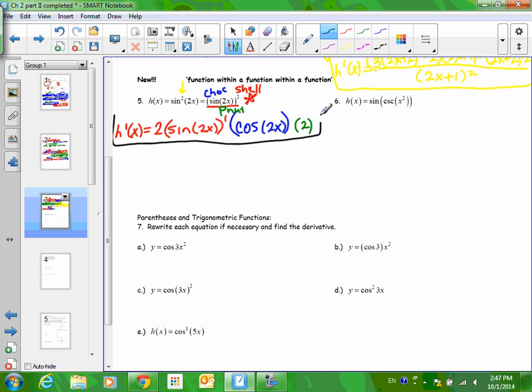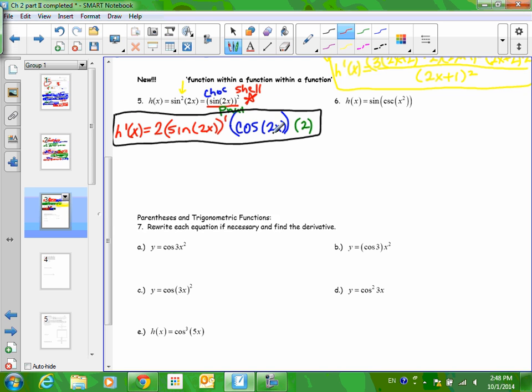Wait, so what's the first? So the sine squared 2x? Yeah. Whenever the squared is right here, it doesn't mean you're squaring sine. I mean, you are, but you're squaring the whole thing. Oh, so it's moving. So it's better for you if you rewrite it. And we're going to practice this some more.